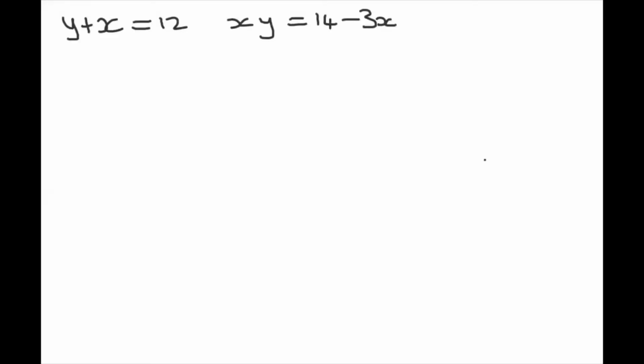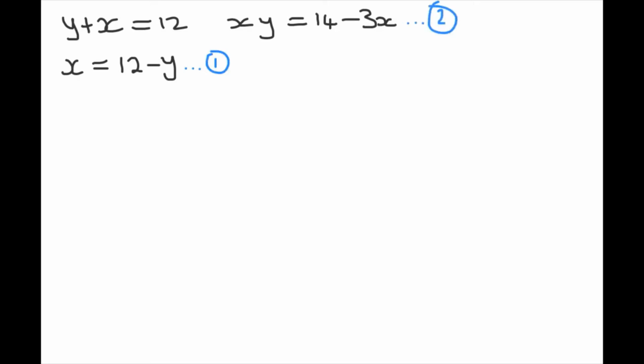Here you have simultaneous equations. So let's see what we can do. The first thing here, we're going to make x the subject. So make x equal to 12 minus y. Let's call that equation 1 for now. Now let's call this one on top here equation 2.